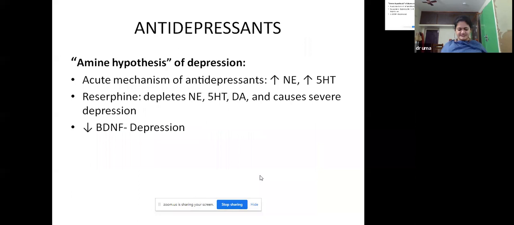Now, coming to the next group, antidepressants. When depression occurs, there is a depletion of noradrenaline, serotonin, and dopamine, which produces severe depression. So antidepressants have to raise these levels, that is noradrenaline, serotonin, dopamine levels. And if brain-derived neurotrophic factor gets decreased, it will also produce depression.